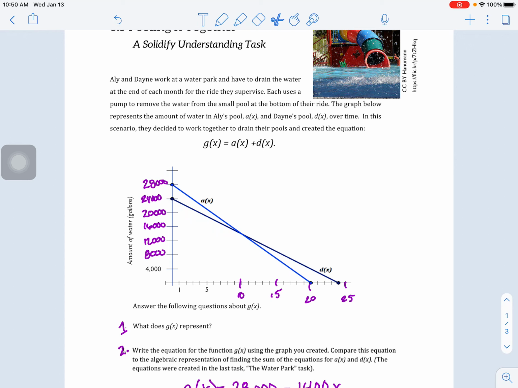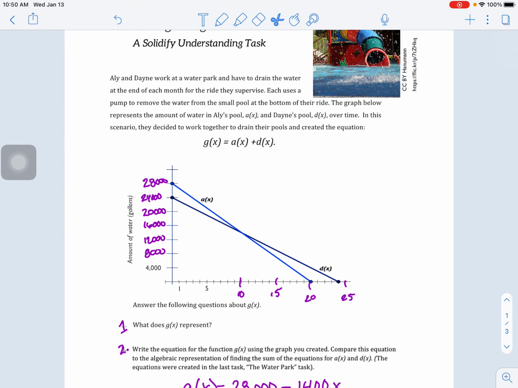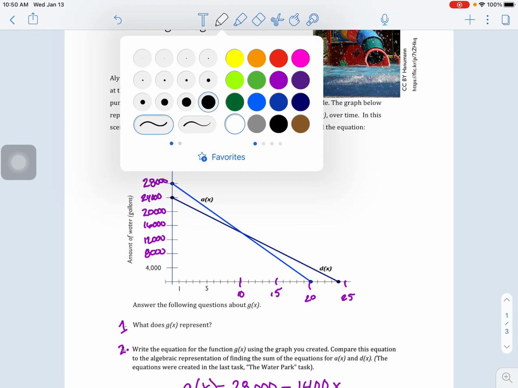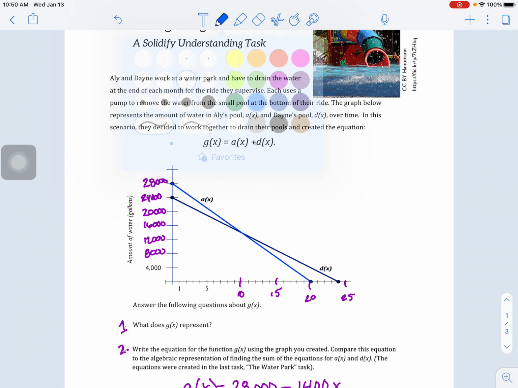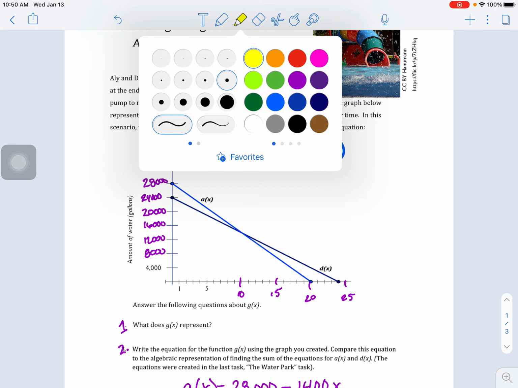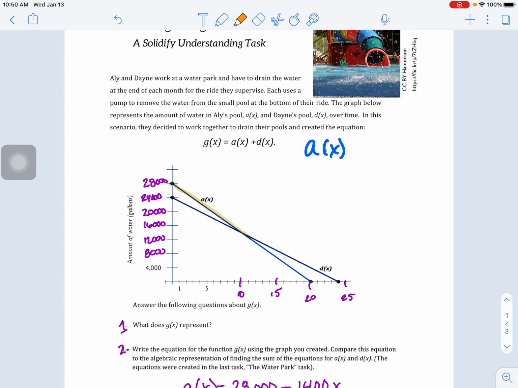So when we did 3.4, we looked at the graphs and we wrote an equation for Allie and an equation for Dane. If you remember, Allie's equation is a of x, and I feel like I did this one in orange. We graphed it. She starts with how much water? Allie starts with 28,000 gallons, so that's her y-intercept.